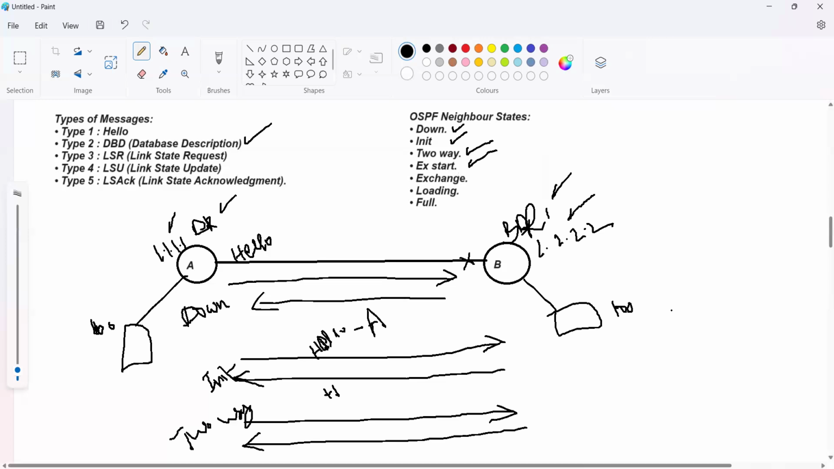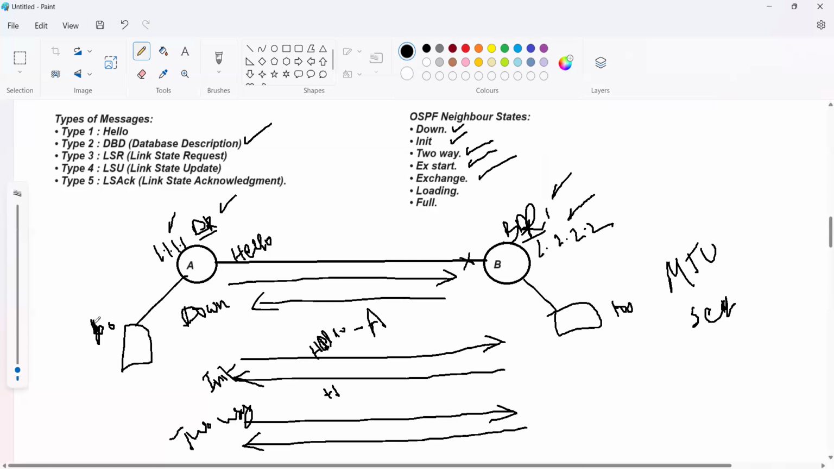Apart from that, they are sending some MTU size, maximum transmission unit, and sequence numbers. Sequence numbers means how many prefixes you have, and how many prefixes this router has, router A. On the basis of sequence number, they will exchange. They will start to elect the DR and BDR. After that, they are exchanging the entire LAN prefixes.